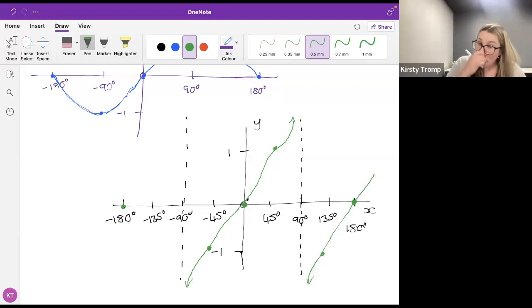All right. What's tan of negative 135 degrees? 1. Good. He's never, ever going to touch that asymptote. He's going to go through there and out.